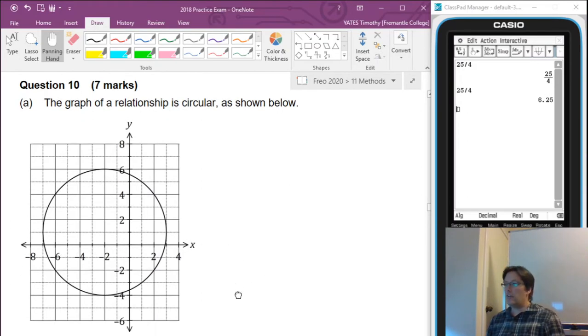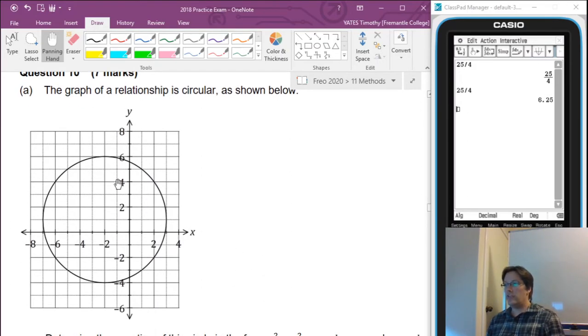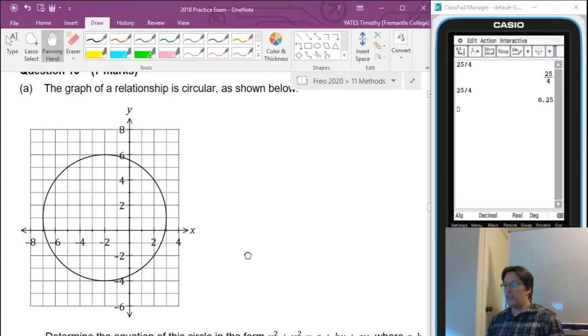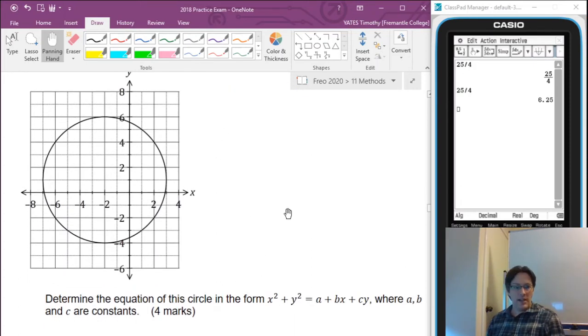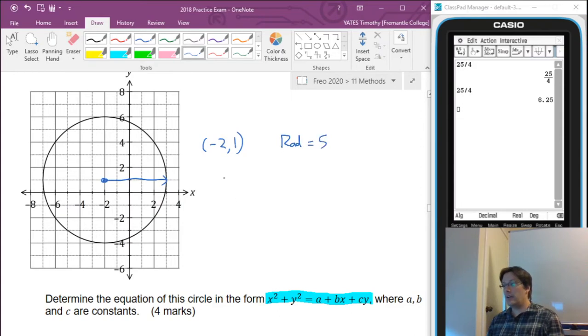Now we've got a circular graph. What is the equation? So we've got a graph of a relationship. We've got to determine the equation of this circle in this form here: x squared plus y squared equals a plus bx plus cy. So the first thing we'll recognize is the center of this circle is at negative 2, 1. And the radius is 1, 2, 3, 4, 5. Radius is equal to 5. So we should be able to recognize that we've got x plus 2 all squared plus y take 1 all squared equals 25.